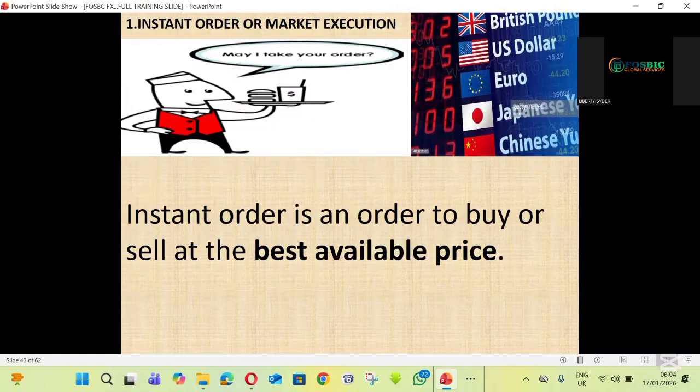What is instant order or market execution? Instant order is an order to buy or sell at the best available price.